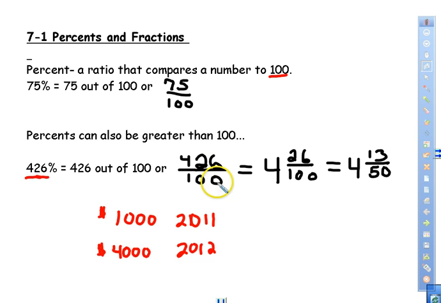And for 426%, you could simply write it again in simplest form by reducing that and saying 100 goes into 426, 4 times, 26 left over out of 100, which reduces to 13/50ths. Okay. So if you have not hit pause to copy this down, please do so.